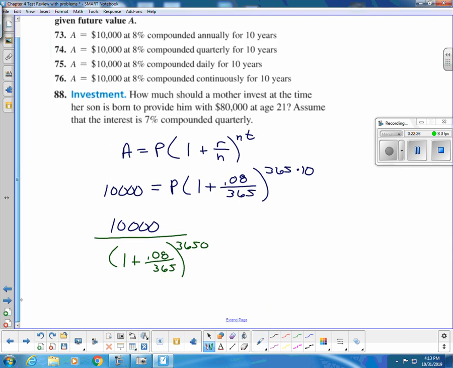I get, for P, $4,493.68. Okay? So, got to know that formula. You're not given that formula. You have to know that formula. And again, if it's compounded continuously, you would use the PERT formula. Okay? It's actually a little bit easier to maneuver with. All right, moving on.